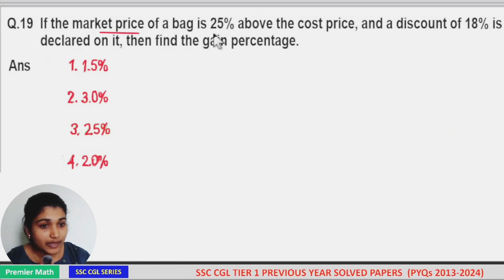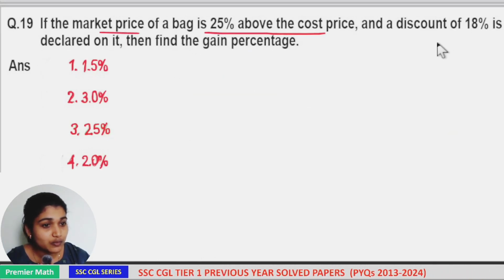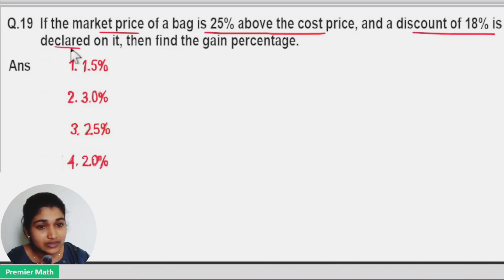Market price of a bag is 25% above the cost price and discount of 18% is declared on it. Then find the gain percentage.